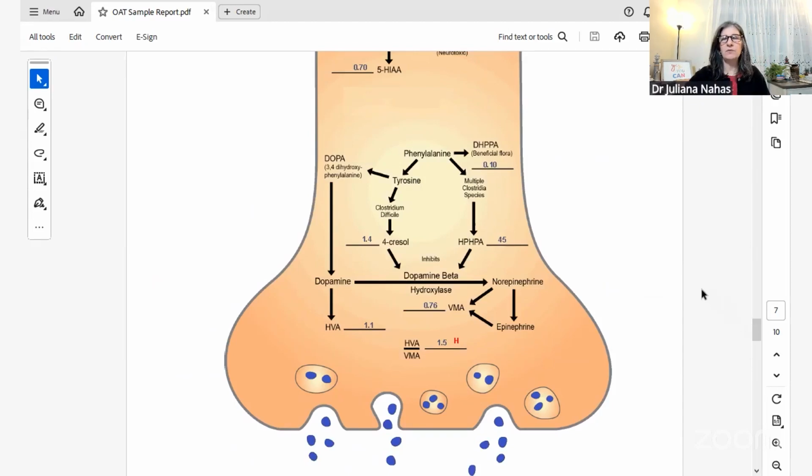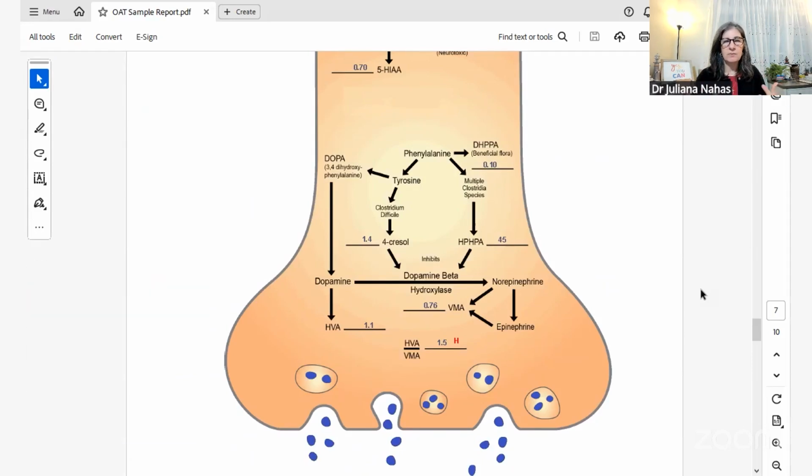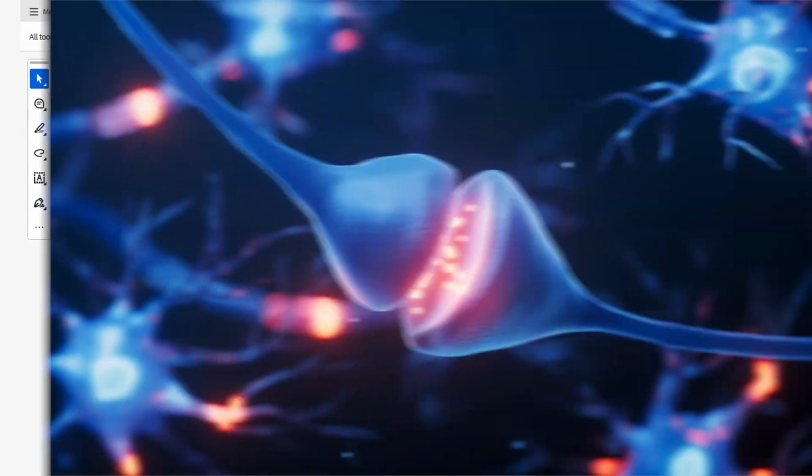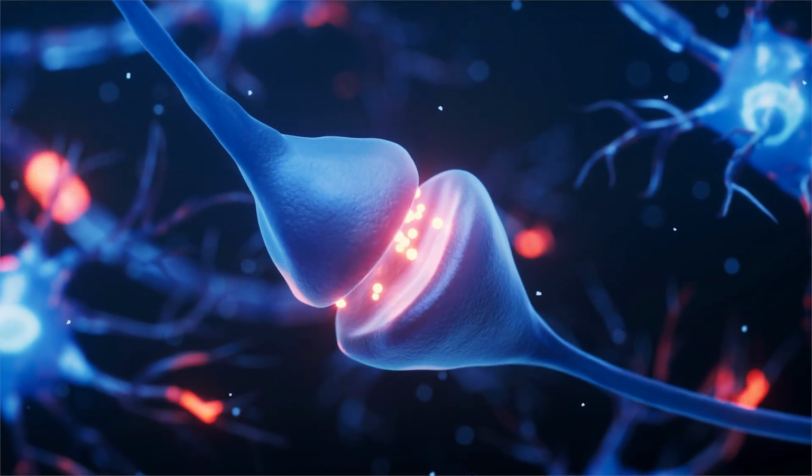So if I give you more amino acids because I can see on your test you're not getting enough from your diet, you're not absorbing the protein, you're not breaking down the protein, I can give you digestive enzymes, I can give you amino acids. We can do things to enhance your nutrition and make sure that we're giving the substrate, the building blocks that the body needs to make that dopamine or norepinephrine, right?